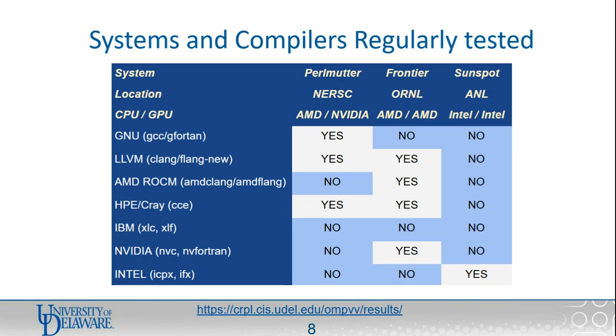We then run the tests on given systems, which include Perlmutter, Frontier, and Sunspot. This is done to test each of the listed implementations against given application environments, which have various different types of GPUs, including Intel, AMD, and NVIDIA GPUs.